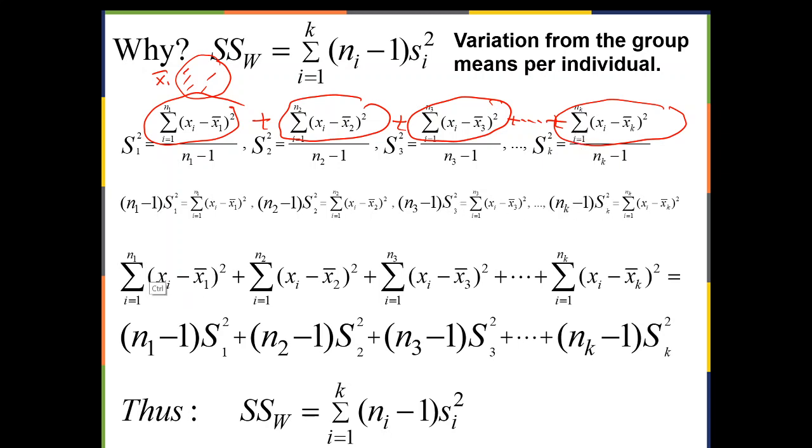Now I'm going to add these. That's my goal. So to get the total sum of the squares of each item from their own what? Their own group means, that's what I have to do. But instead of doing this, which is much harder, I can do this, which is much easier, right?